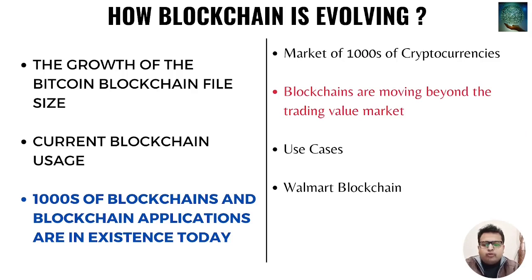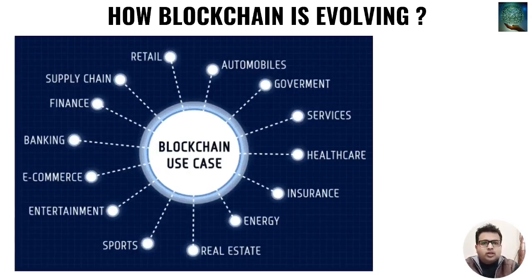And blockchains are moving beyond the trading value market. Initially, as we have seen, Bitcoin and Ethereum, their main goal was to trade value, and the thousands of cryptocurrencies we have seen, these blockchains are mainly used to trade value. Means you can invest in coins and you can trade coins basically. But blockchains are moving beyond trading value. Blockchains are being incorporated in all sorts of industries like automobile, government services, healthcare, insurance, energy, real estate, sports, entertainment, e-commerce, banking, finance, supply chain, retail.